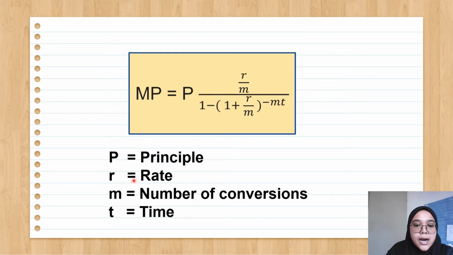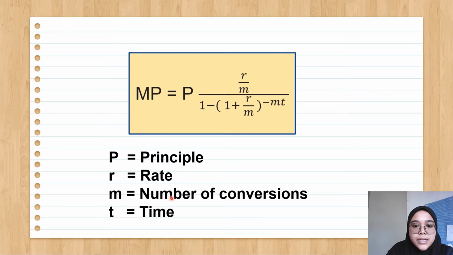Next, R stands for rate. That's called the interest rate, usually expressed in percent or in decimal. That's how fast you will be accumulating interest. It's based upon the rate. If the rate is high, you will get high interest. If the rate is low, you will get low interest.